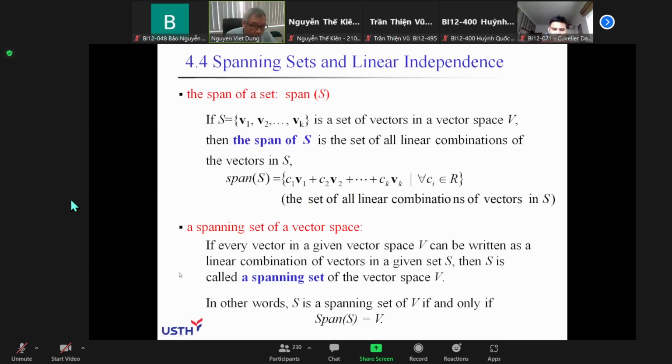And another notion is a spanning set of a vector space. I say that if any vector in the vector space V can always be written as a linear combination of vector inside S, then S will become a spanning set of the vector space V. Or you can say V equal span S, because span S is that, and any element inside V can be written as a combination of vectors in S, means we have a span of S equal V.